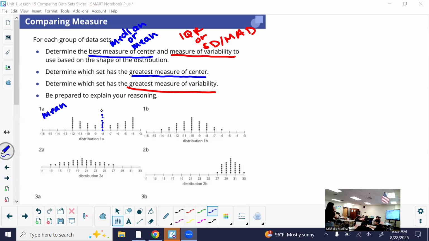Jacqueline, for 1A, do we prefer the IQR or the standard deviation / MAD? Okay, good. Whether that was lucky or not, who knows? But it is correct. Anytime we prefer the mean for center, we prefer the standard deviation / MAD for variability. Darian, for 1B, do we prefer the mean or the median for center?